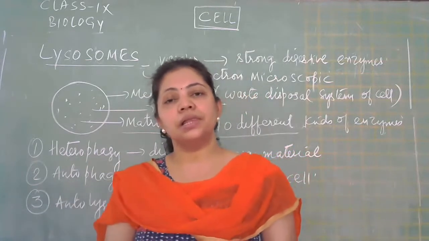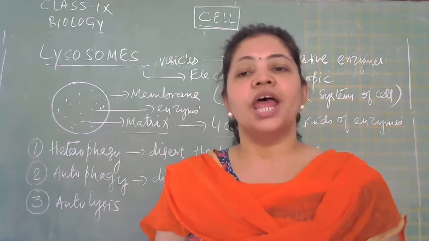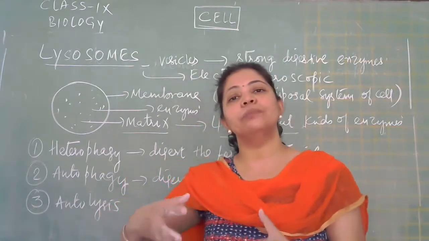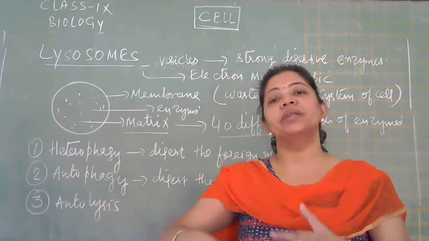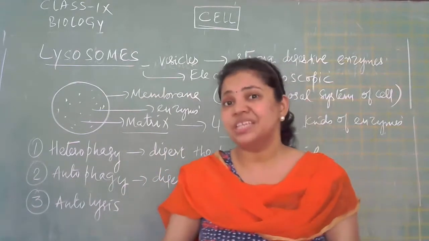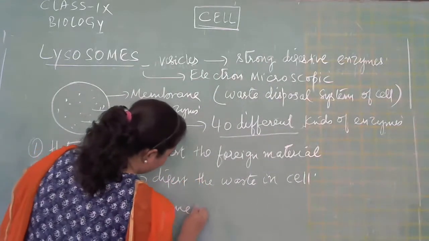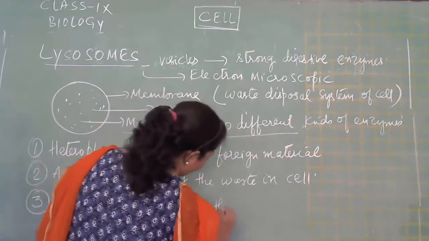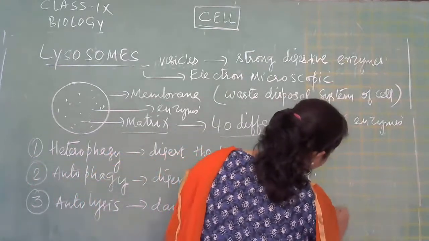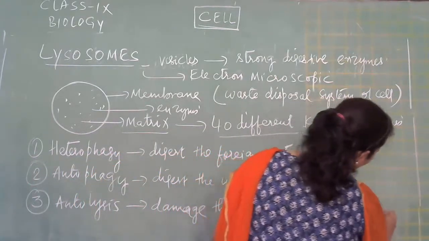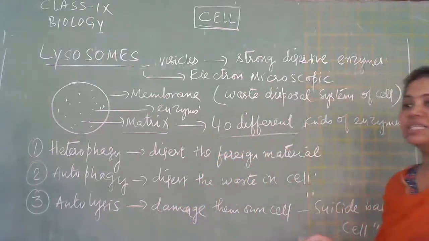Now since the cell inside which the lysosomes were surviving is no more, the lysosomes also come to an end. They destroy their own cell and finally they vanish themselves too. So they are causing cell destruction. That's why we call them the suicide bags of the cell.